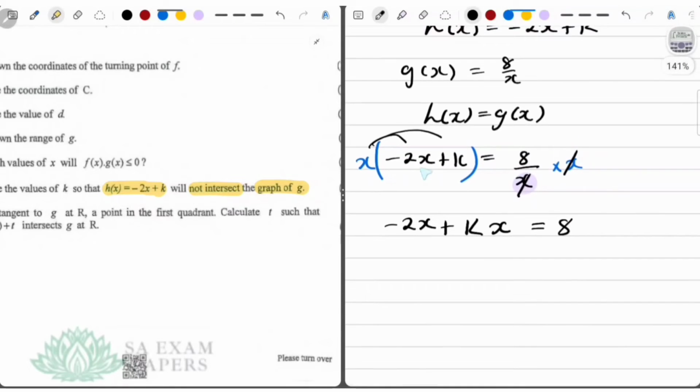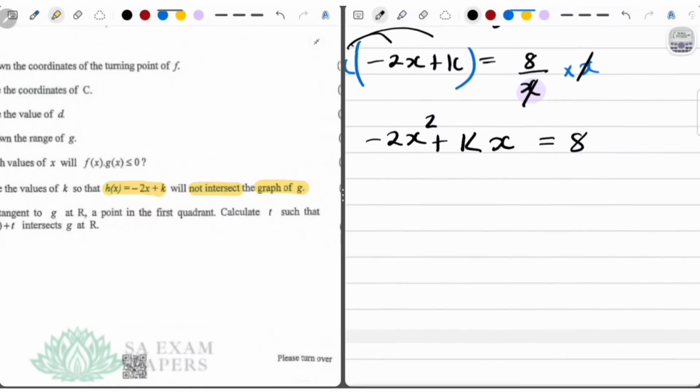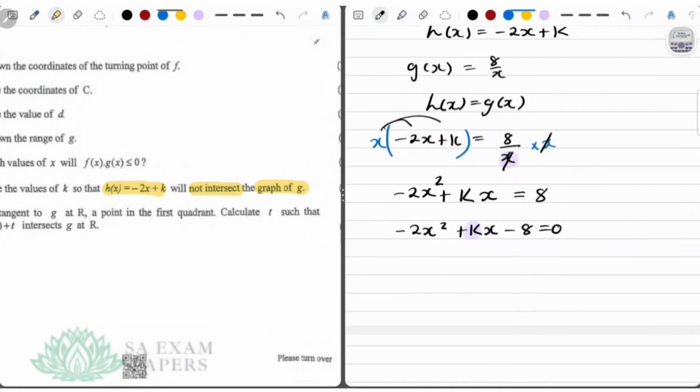So now you see that this is negative 2x squared, x times x. Do you see that this is a trinomial that has just formed? So I can rewrite this trinomial as negative 2x squared plus kx minus 8 is equal to 0. This would be the equation for which these two intersect, the equation when you equate those two graphs. But we need to make sure that they don't intersect, and we're going to do this using delta. We just need to find the values of k for which they will not intersect.